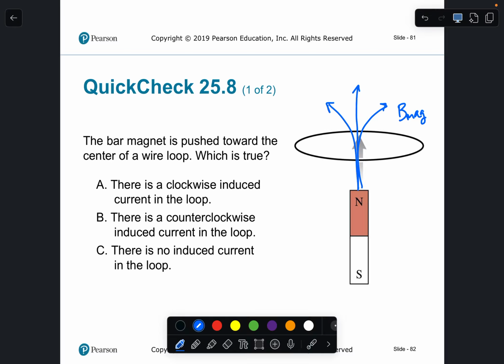The North Pole is getting closer to the loop. So that means B is increasing. And then our B induced is going to oppose the increase by setting up a field in the opposite direction. So we're pointing this down, and making sure we're looking at the right perspective: as viewed from above. If it doesn't say otherwise, you do it as viewed from above, and that's clockwise.